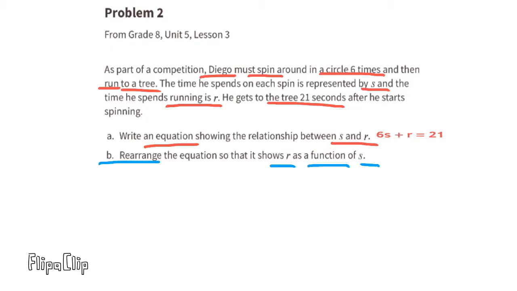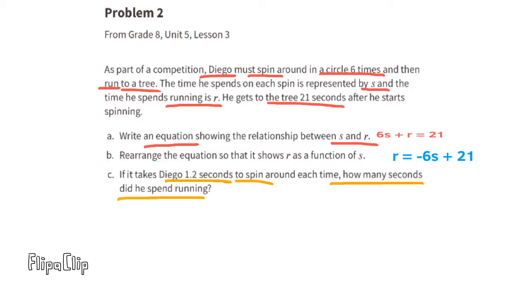B. Rearrange the equation so that it shows R as a function of S. That means that we rewrite the equation as if we were solving for R. In order to move the 6S over to the other side of the equal sign, we have to subtract 6S from both sides. That would be R equals 21 minus 6S, or R equals negative 6S plus 21.